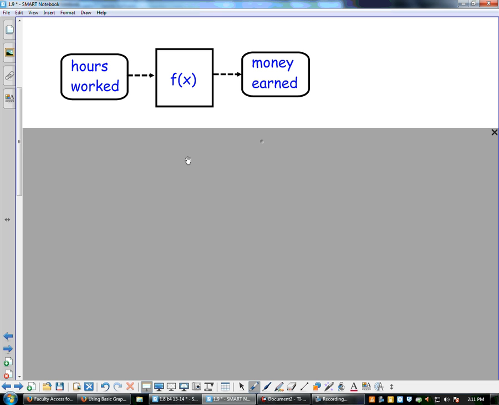So, if Cole is making $10 an hour under the table, the function would be, what? F of x would equal what? 10x, where x is representing what? Hours. All right, so x is the hours that Cole works, and the money earned would be f of x. Everybody agree? Yes. All right.